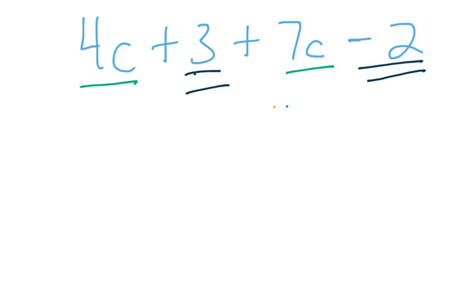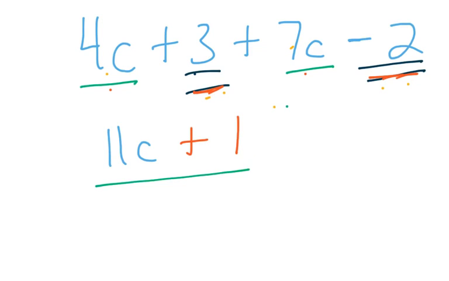So now what we have to do is combine the two C terms and then combine the two number terms and we get our answer. So 4 plus 7 is 11C, and 3 minus 2 is 1. The 3 is bigger, so it will be a plus 1. So our final answer is 11C plus 1.